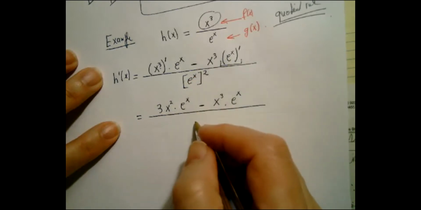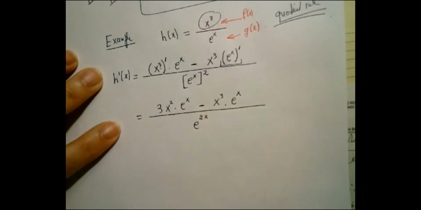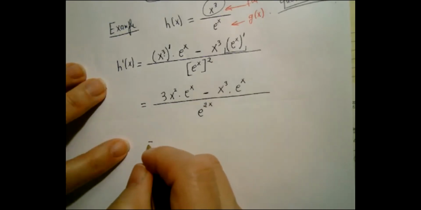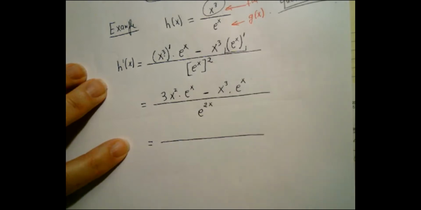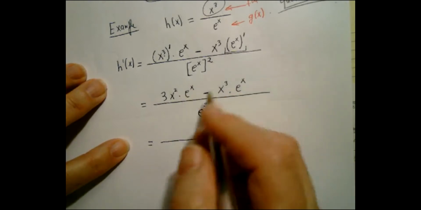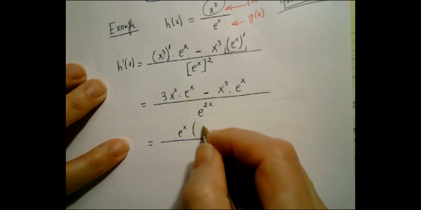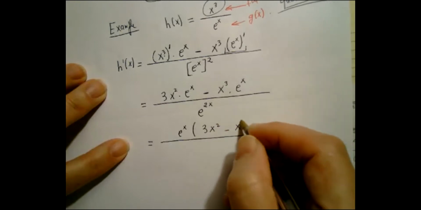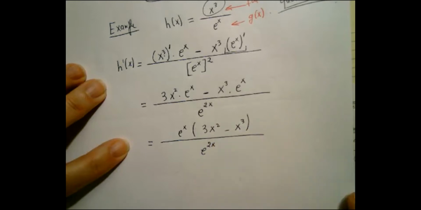If we use the rule of exponents, you multiply the exponents, right? So this is e to the 2x. Okay, that's the rule. And now we're basically done, but we can do a little bit more if you want. I can factor out my e to the x, which will give me 3x squared minus x cubed, actually I can factor out more, over e to the 2x.